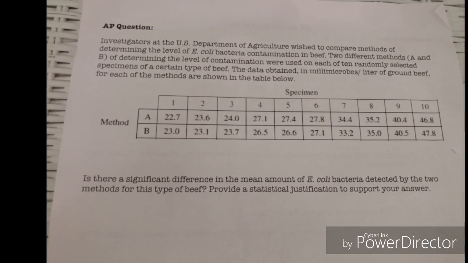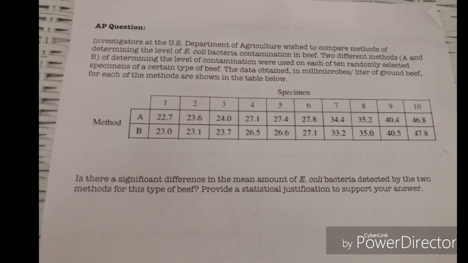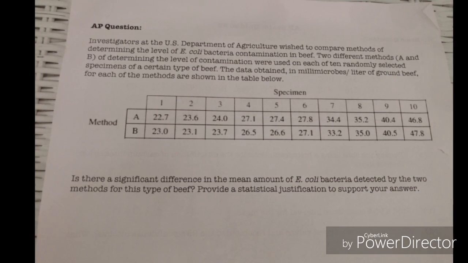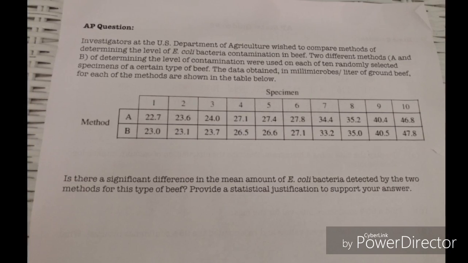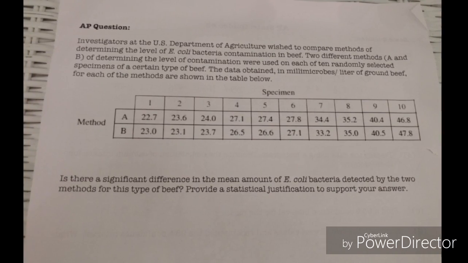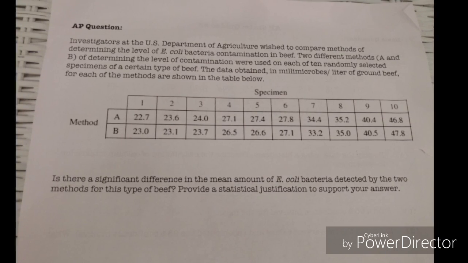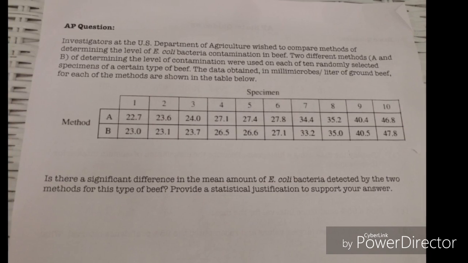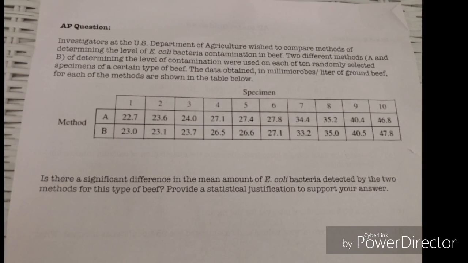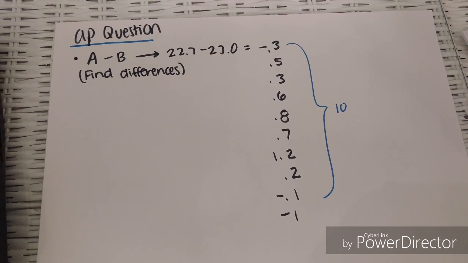So the AB question gives us two different methods, A and B, of determining the level of contamination of E. coli bacteria used on each of 10 randomly selected specimens of a certain type of beef. They give us a chart with the data, and we're asked if there's a significant difference in the mean amount of E. coli bacteria detected by the two methods for this type of beef, and to provide statistical justification to support our reasoning. So what we're going to do is find the differences between A and B.